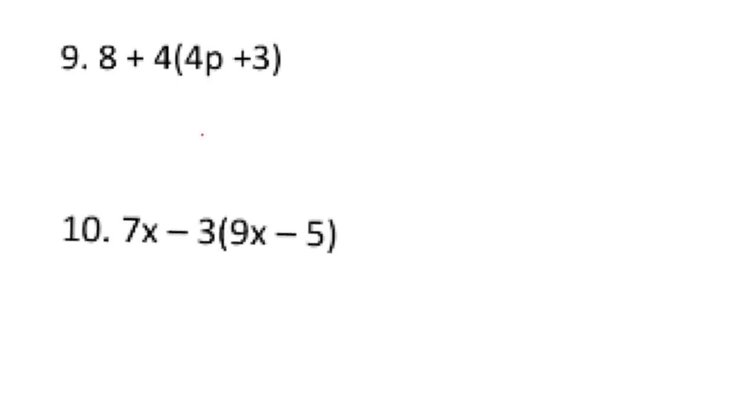Okay, so now we've got two different parts. So we've got this 8 and then the plus 4 times 4p plus 3. This, remember, means multiplication, so we have to do the multiplication first. It comes before addition in order of operations. So we are going to distribute that 4 to the 4p, multiply the 4 times 4p, and multiply 4 times 3 first. So we get 8 plus 4 times 4p is 16p, and then 4 times 3 is 12.